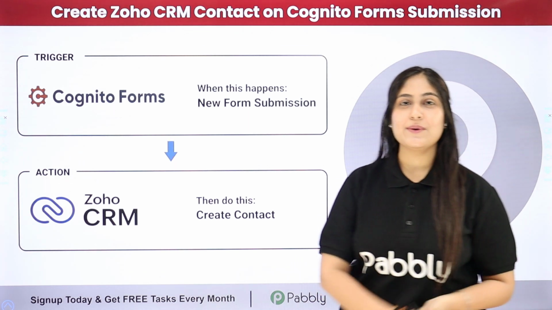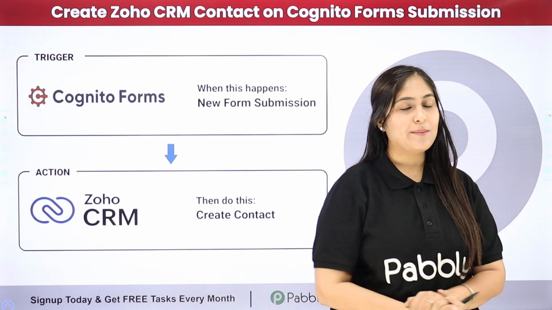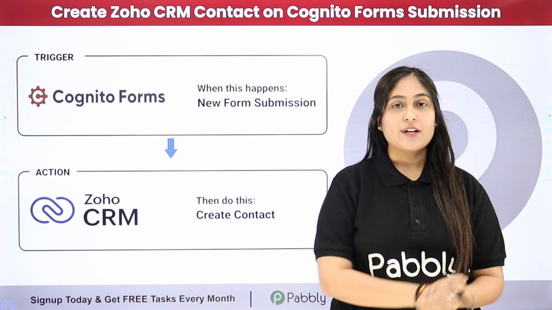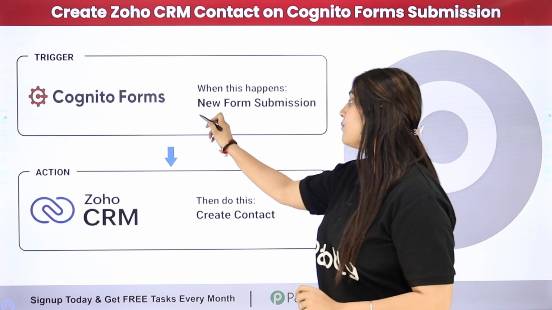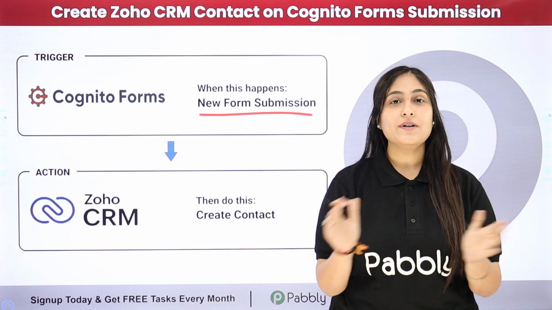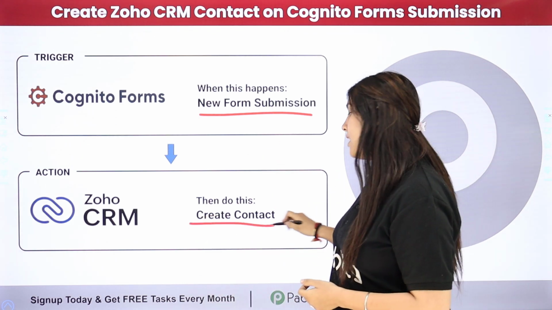In this video we are going to understand how to create a Zoho CRM contact on Cognito Forms submission. So I have created a contact form using Cognito Forms, and my objective is that whenever I receive a new form submission, then automatically the person who has made the form submission should be added as a new contact in my Zoho CRM account.